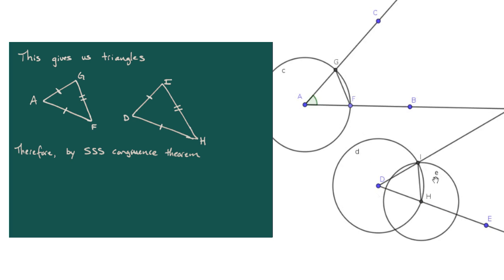And so what we have in those triangles, we have a correspondence between the congruent sides, and so that means by the side-side-side congruence theorem that triangle AGF is going to be congruent to triangle DIH. Now in particular, what that means is that the angle AFG is then also going to be congruent to the angle HDI, thereby proving what we wish to prove.